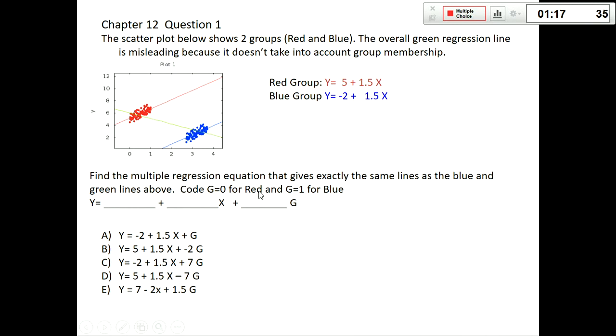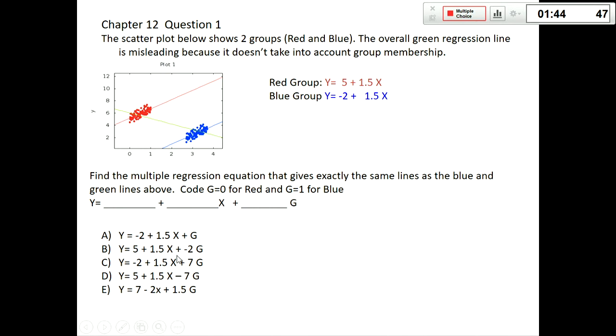Code G equals 0 for the red group. When it's red, G equals 0. See, there's no G in here, right? We're going to make a multiple regression. This has an X, that's one predictor, and it has a G, that's your other predictor. So you have two predictors. G is either 0 or 1, 0 for red and 1 for blue.